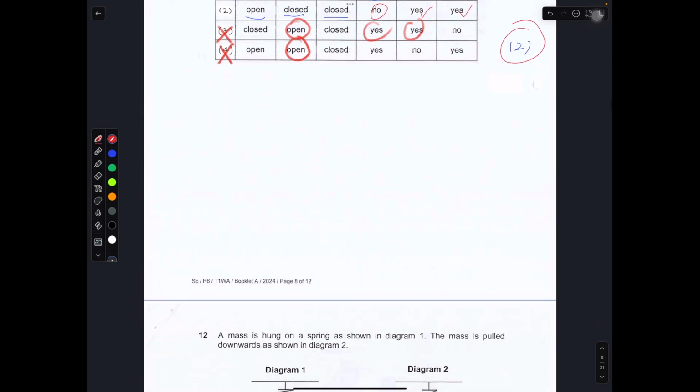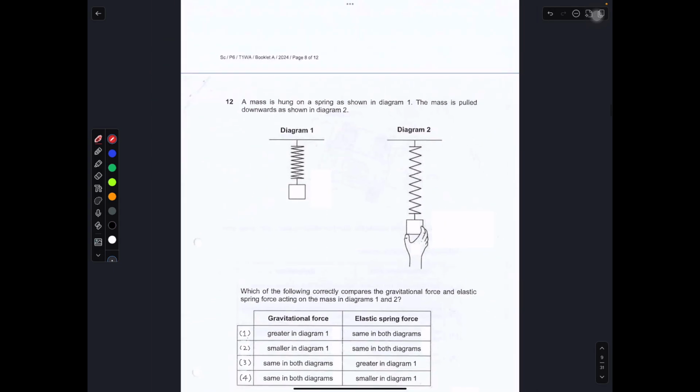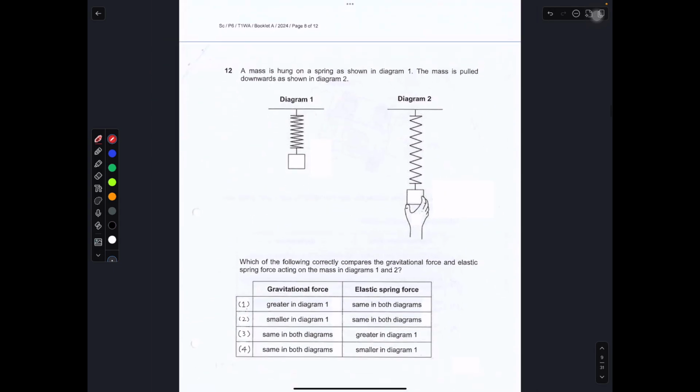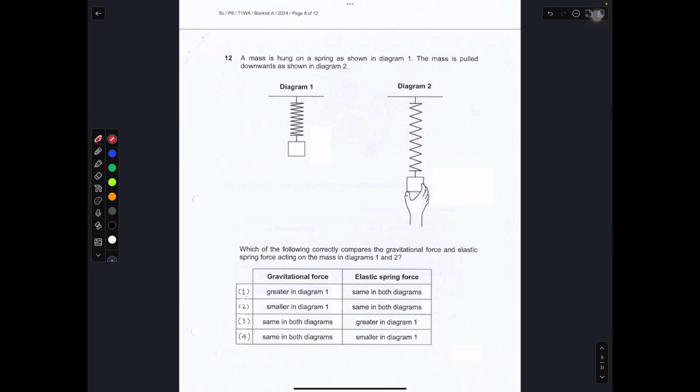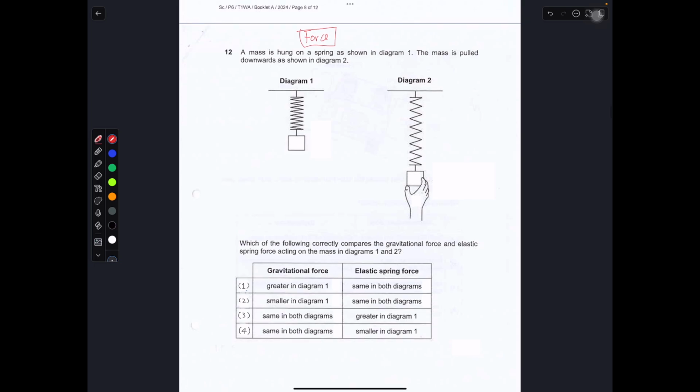So let's move on to question number 12. 12 is slightly a little bit more difficult, because this question is on force. A mass is hung on a spring as shown in diagram 1. The mass is pulled downward as shown in diagram 2. The difference between 1 and 2 is that both of them have mass hung on them, but 2 has this pulling force exerted on the object by the hand itself.